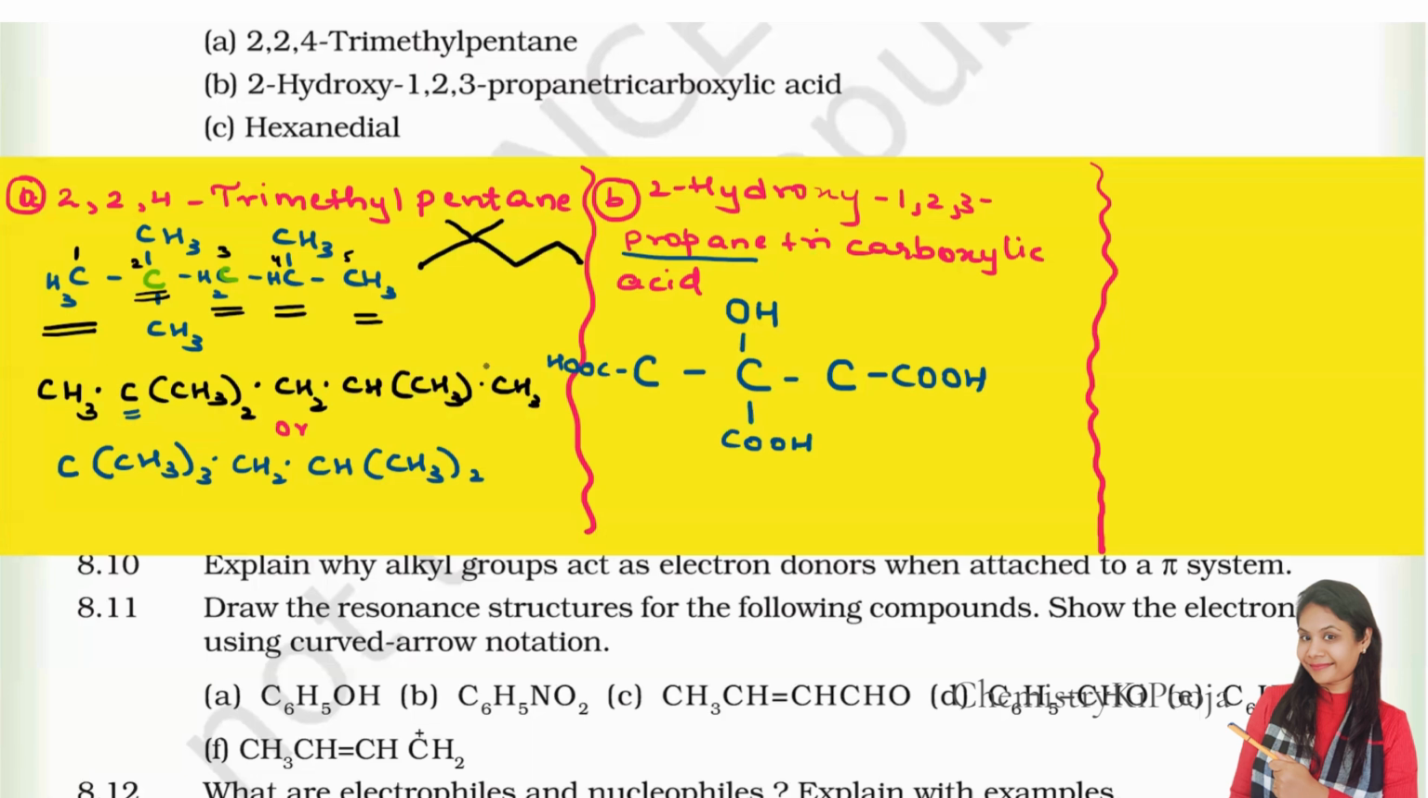Now, let us quickly write down the condensed formula for the same. The condensed formula is again of a similar type. I'm going to put COOH. Then next to this, I'm going to put carbon.